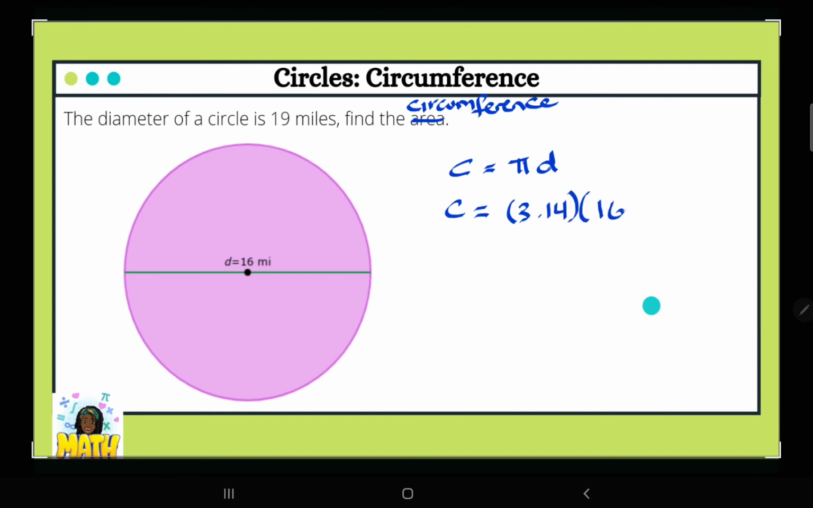diameter is 16. So again, if we wanted to know the radius for this one, we would just have to divide the diameter by 2, and that would give us that the radius is 8. So if I multiply 3.14 times 16, I get that the circumference is 50.24 miles.